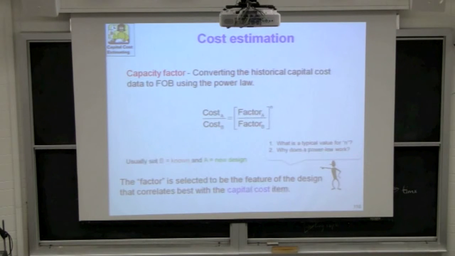Okay, so this is not something you have to pick. Typically, when you go look this up in your database, it will have the factor there for you. But this is something you do need to be aware of, because I'll show you later on that sometimes when you go to the database, there are two correlations for a piece of equipment, and each correlation uses a different factor. Okay, so it's a little bit of a subtlety. I'll talk about it in an upcoming class. But in general, you have to pick a factor that correlates with cost.